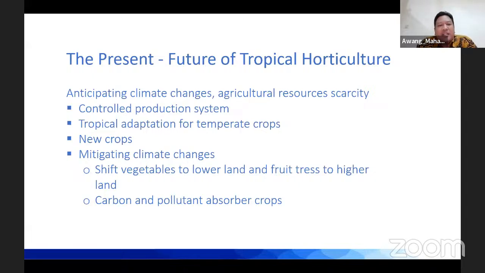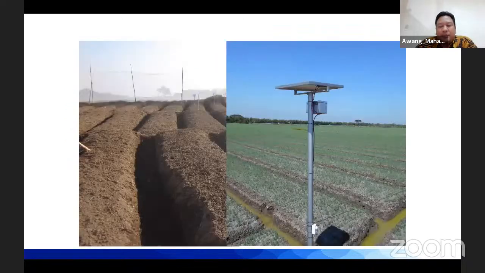So we already start from present to future. First, we are anticipating climate change and agricultural resource scarcity. We can do the control production system, and then we can also invest in tropical adaptation for temperate crops, and new crops generation, and mitigate climate change by shifting vegetables to lower land and fruit trees to higher land, and also using carbon and pollutant absorber crops.